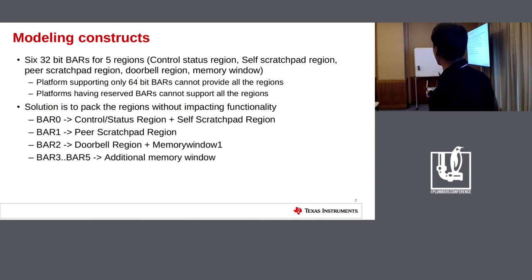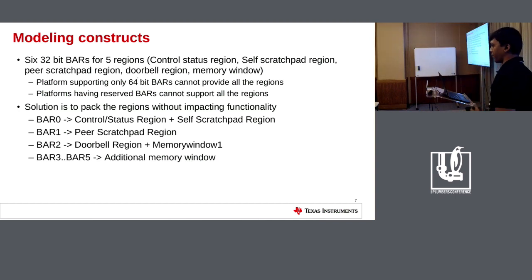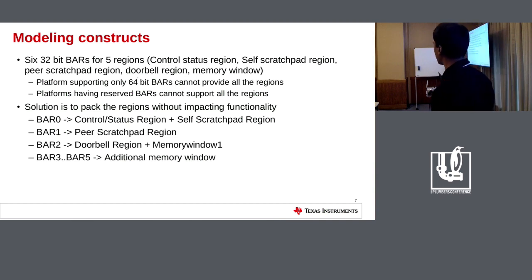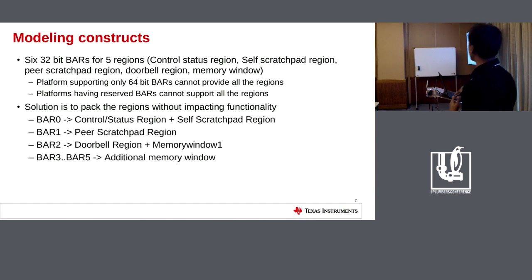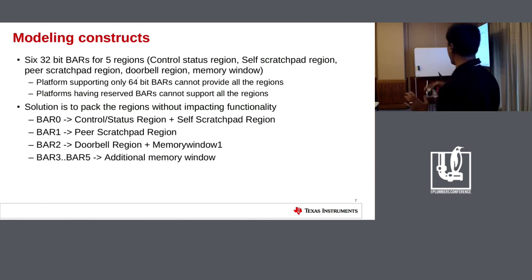So we have 5 regions and 6 32-bit bars. And if a platform supports only 64-bit bars, or if they have bars for some reserved purpose, then we won't be able to allocate bars for all these regions. So we combine these regions in such a way that we don't break the functionality while making sure that one host doesn't access a region that it shouldn't access.